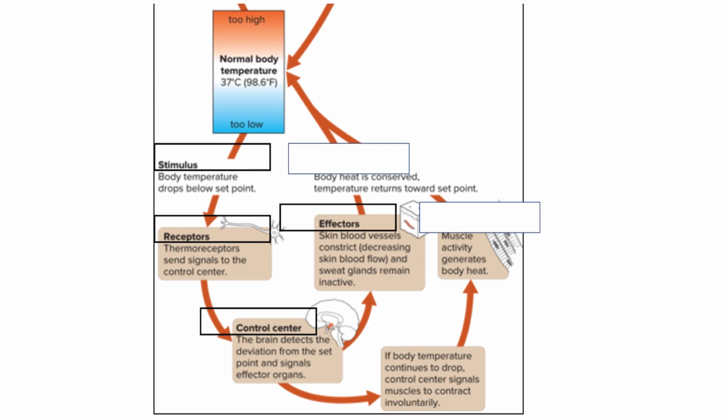In our first option, the effectors will tell the blood vessels to constrict, to become smaller. There would be a decrease in blood flow because when blood is flowing, heat would escape that way. And this causes a response, and this response will continue to happen until temperature is back to normal.